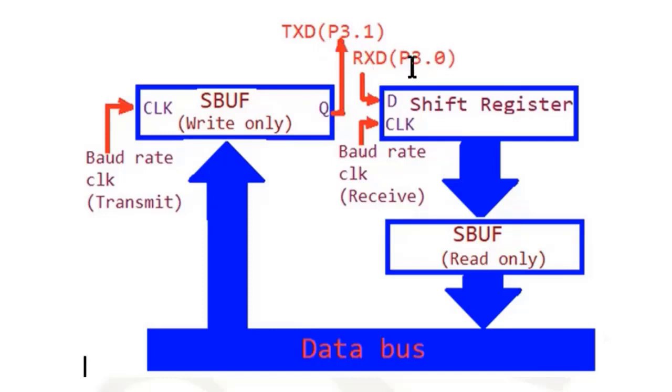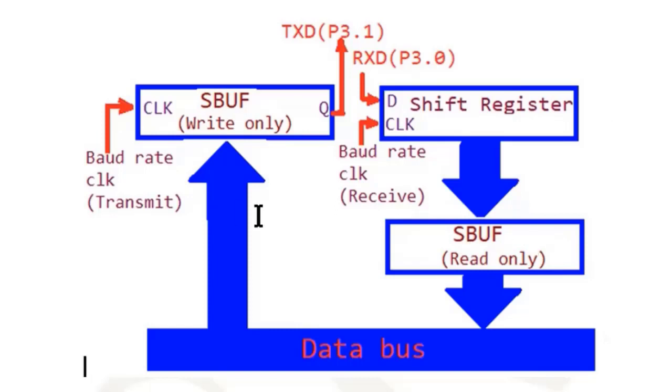For the receiver, this is the receiver pin. What is the pin number? Pin number P3.0. Some device's transmitting pin is connected with the receiving pin of the microcontroller. Serial data comes in here, and the function of this shift register is to convert the serial data into parallel data, and ultimately that parallel data is stored in the SBUF register.